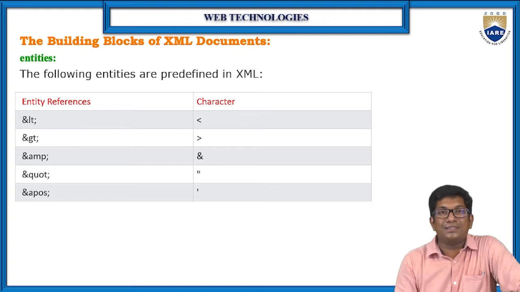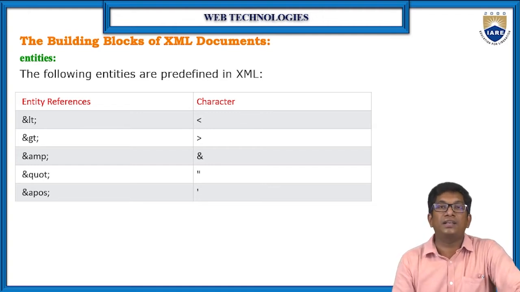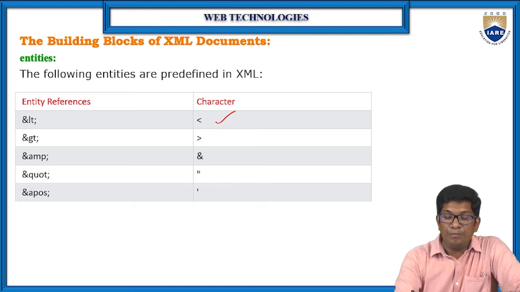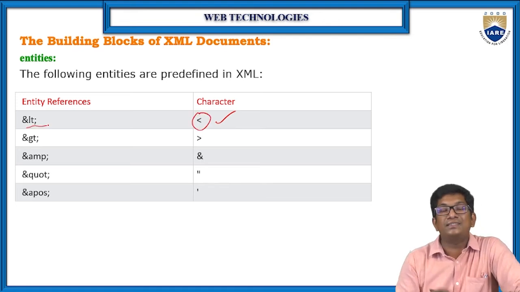Next, entities. We can't write the less than symbol or greater than symbol directly. If you use the less than symbol, the meaning is the starting of your tag. So if you are comparing numbers, like 5 less than 6, we can't write it directly. Instead of these symbols, we have to use an entity reference, that is ampersand lt semicolon.